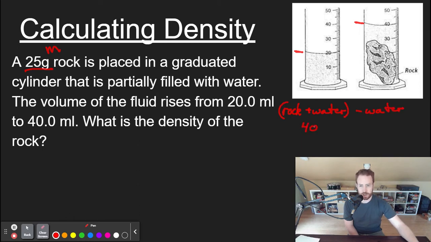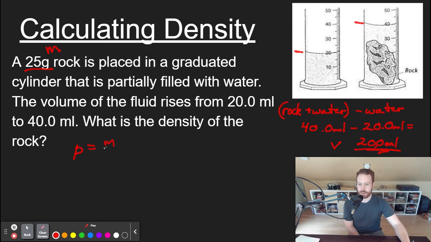So rock plus water was 40.0 milliliters. The water was just 20.0 milliliters. And so that means that the rock, that's not right. 20.0 milliliters is the volume of the rock. It's our volume. So now we have what we need to calculate density.